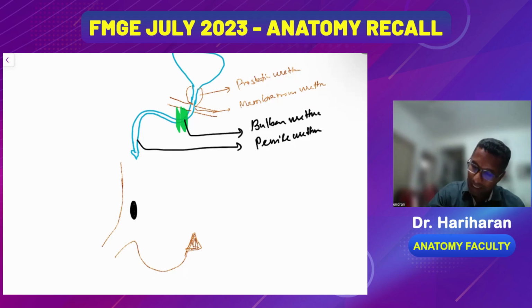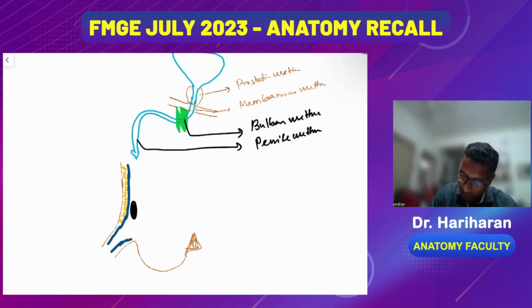Now deep to the skin, I hope you all know that there is a fascia called the fascia of Camper, or fatty layer. And deep to it is the Scarpa's fascia. The Scarpa's fascia, when it comes to the penis, forms the Buck's fascia. When it comes to the scrotum, it forms the Dartos fascia. And when it comes to the perineal region, it forms the Colles fascia, guys.